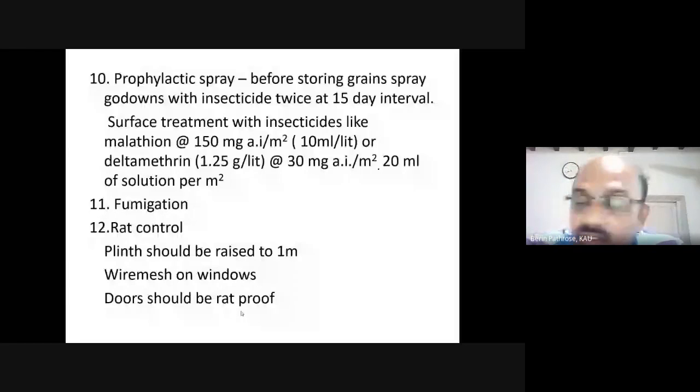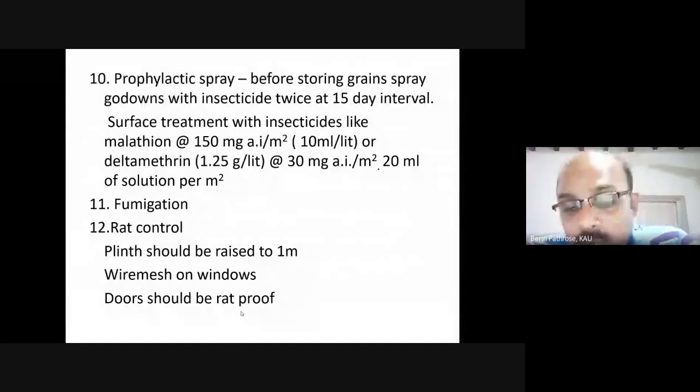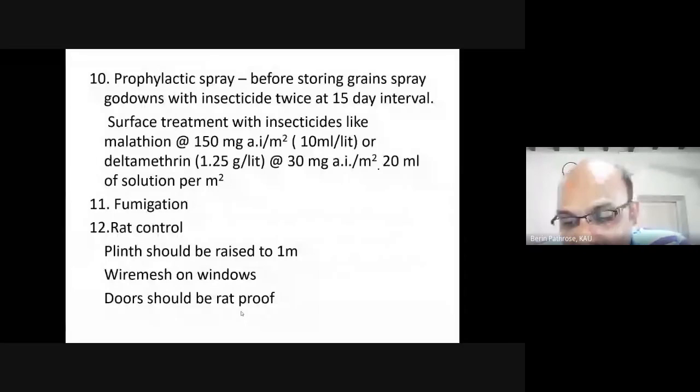That is the dose and you all know. For aluminum phosphide 3 gram tablet, the dose is 3 tablets per ton. And for space fumigation, it is 150 tablets per 100 cubic meter. Then for rodent management, the plinth should be raised above 1 meter, that we have discussed earlier. Wire mesh should be provided on windows and ventilators, and doors should be rat proof.